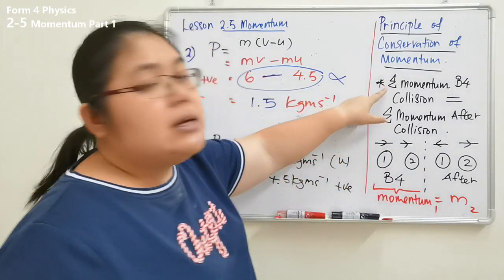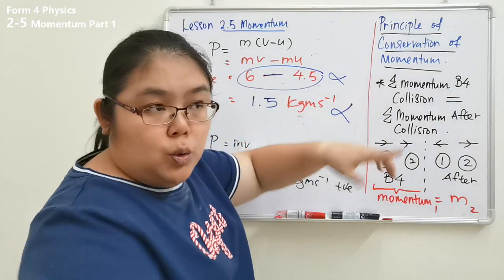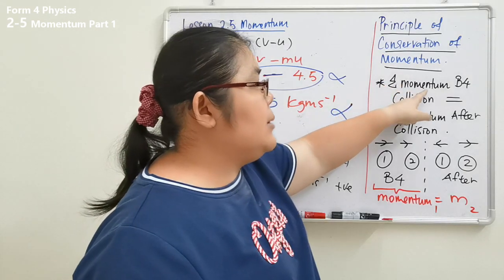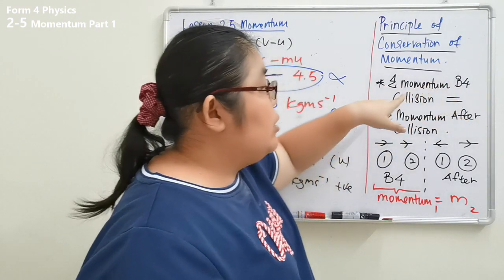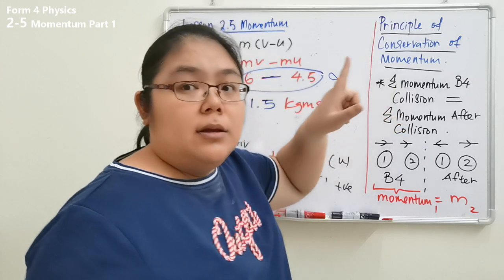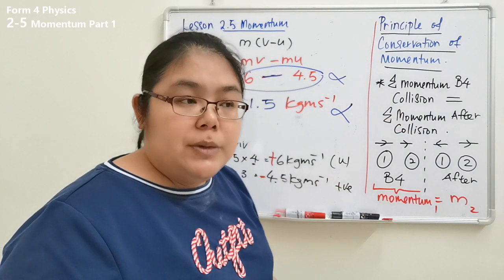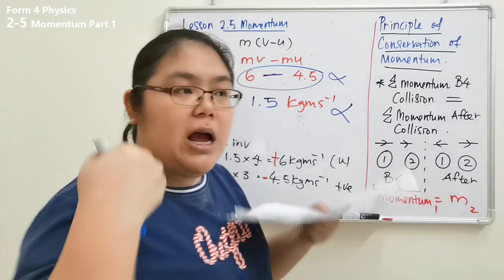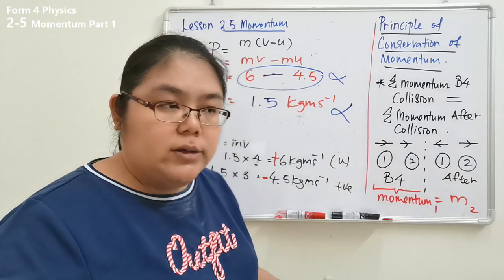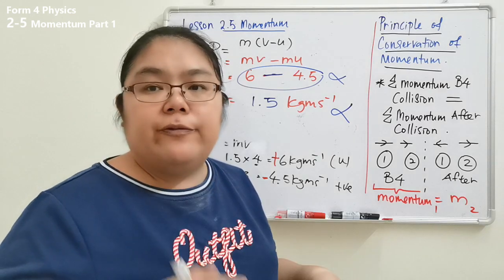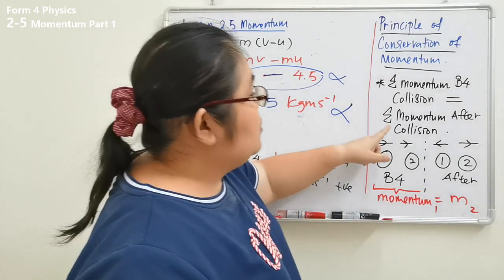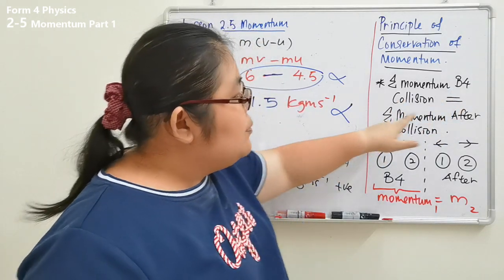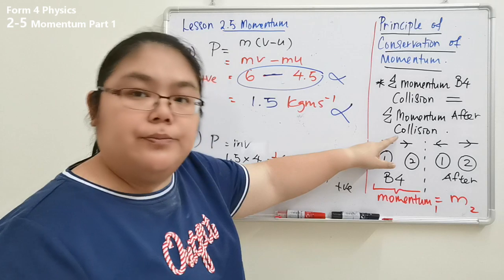Okay, first one. This symbol means total. Total, all of it. So from here, this we call total momentum before collision. That means the momentum before collision is the hose and the water before the water comes out. That means you hold the hose, then the water comes out. That one we call before collision. Okay, so they must equal the total momentum after collision.